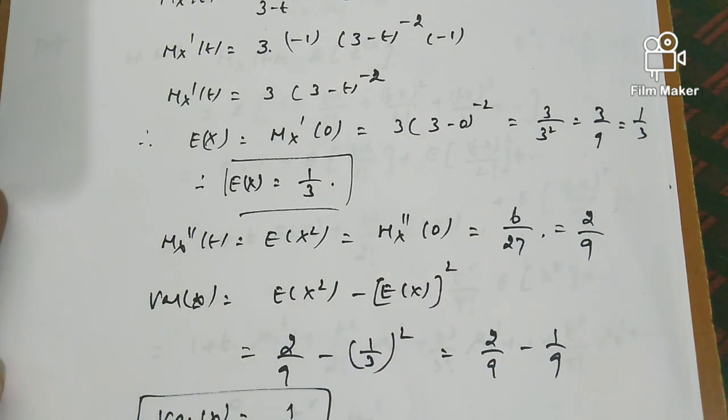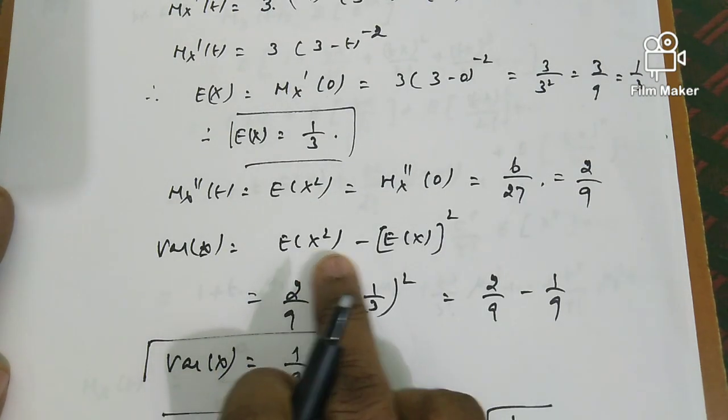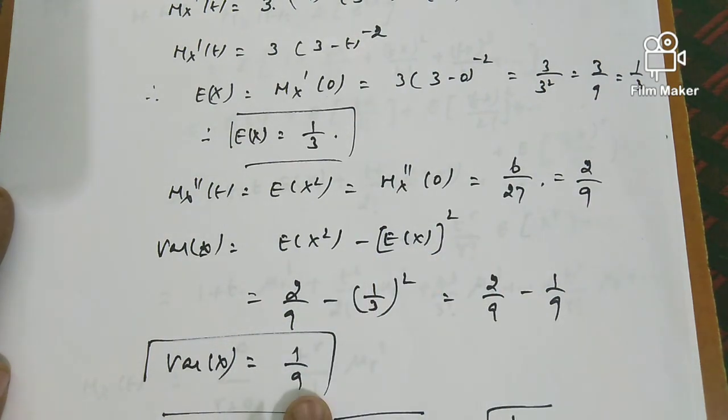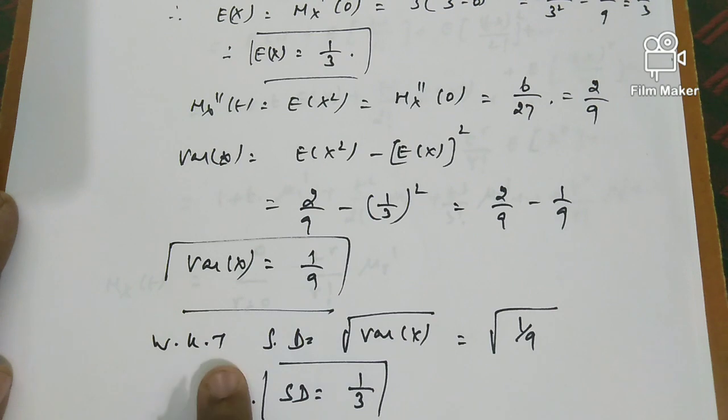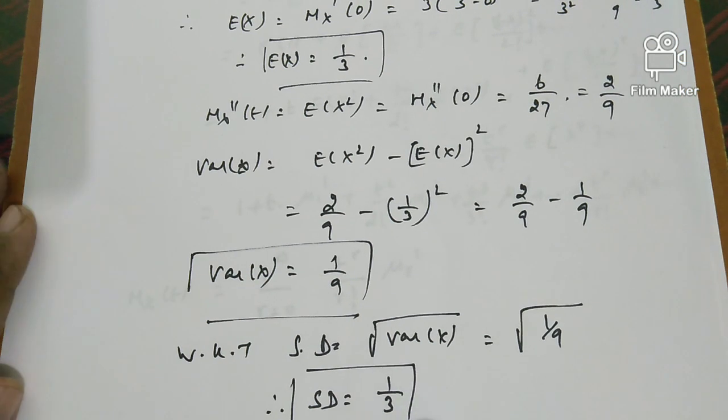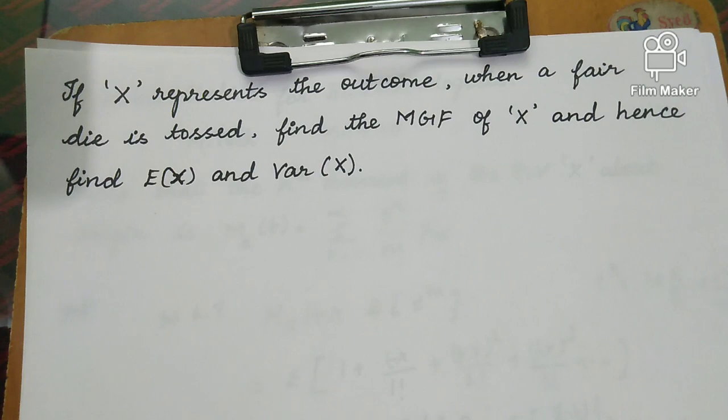So variance result is nothing but E of x square minus E of x the whole square. Substituting the values here, we can get variance of x is equal to 1 by 9. We know that standard deviation is nothing but root of variance, that is equal to root of 1 by 9. So our standard deviation equals 1 by 3. This type of question also comes. Look at the next question.